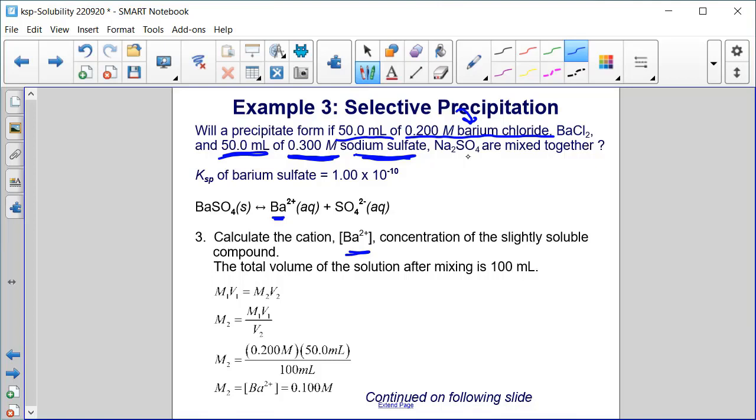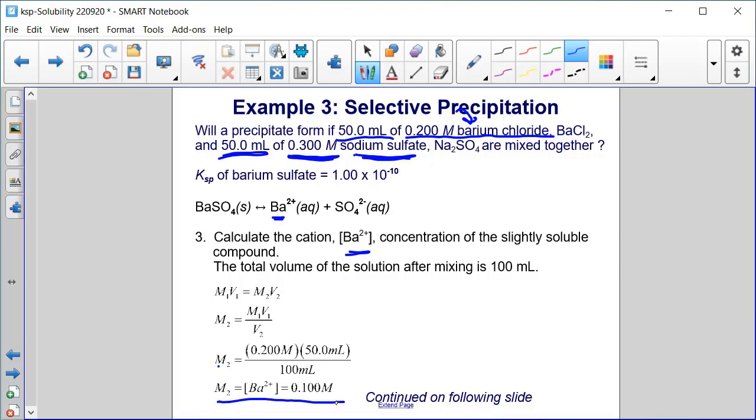So I can say M1V1 equals M2V2. So the concentration after mixing, once that equilibrium is established, we're saying that the moles before mixing of the barium is equal to the moles after mixing of the barium. So the concentration after mixing is the concentration before times the volume before over the volume after we combine. And we get a barium concentration of 0.100 molar. So by combining the two solutions together, we've decreased the concentration of the barium.